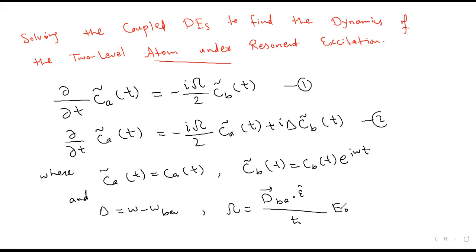Since we have to deal with the atom under resonant excitation, for resonant excitation, omega BA minus omega should be equal to zero, that is, delta will be 0.